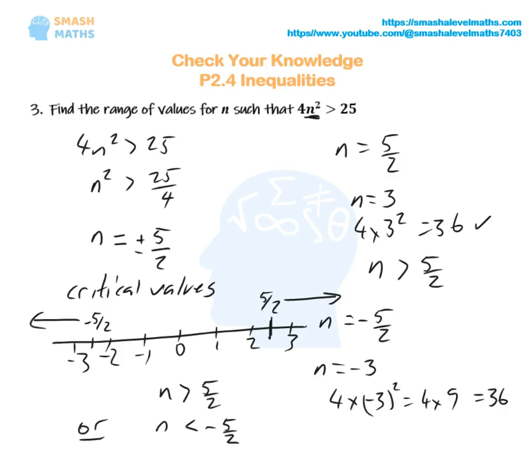So we've got two completely distinct sections on our number line. That's getting a bit messy in scribbling, but you can hopefully see what's going on. So I've got to describe them as two completely separate inequalities. And there we go.